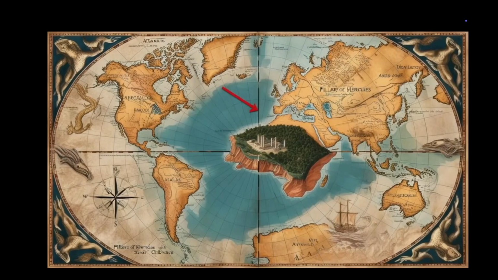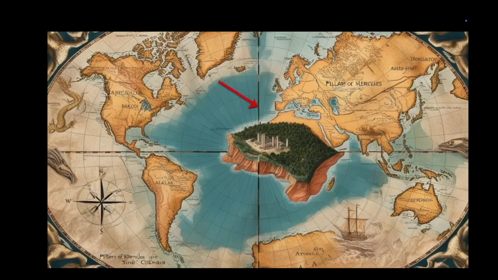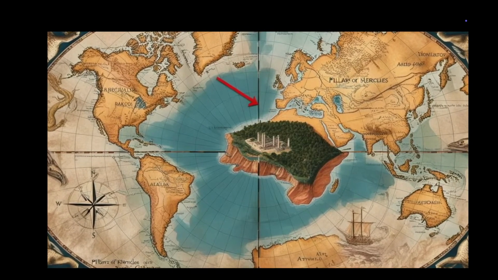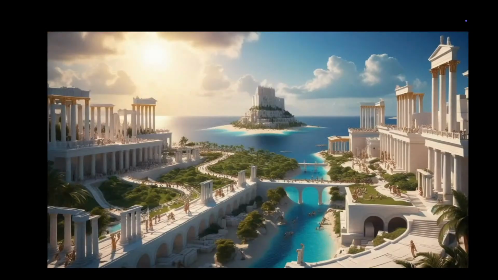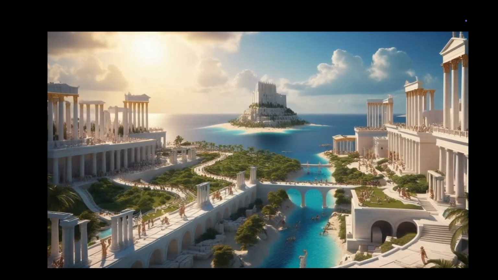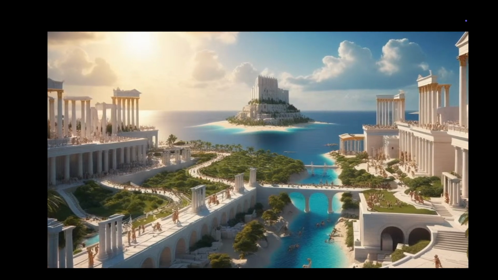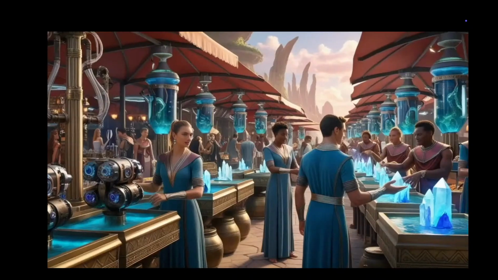According to Plato, Atlantis was a large island located beyond the Pillars of Hercules, what we now know as the Strait of Gibraltar. He described it as a utopia filled with incredible architecture, advanced technology, and a society that thrived on harmony and prosperity. But how could such a magnificent place just disappear?